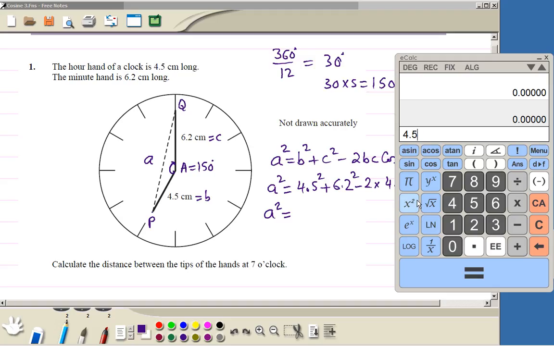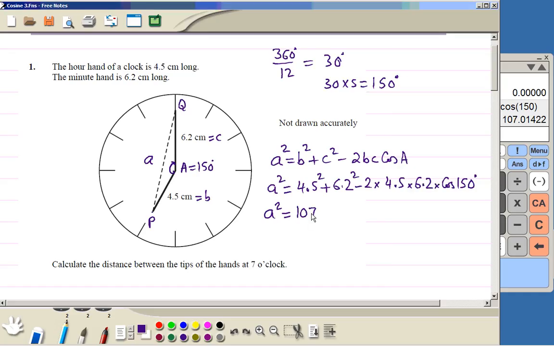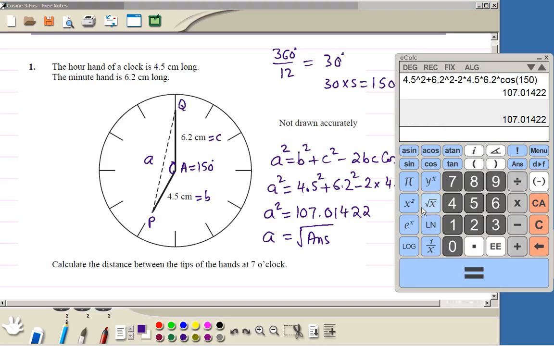So we go to the calculator. We type 4.5, square it, plus 6.2, square it, minus 2 times 4.5 times 6.2 times cosine 150, close bracket, equal sign. So you get 107.01422. Then to find A, we take the square root. Because this number is the last calculation on the calculator, we can type square root, answer key, close bracket, equal. So we get the answer 10.3.